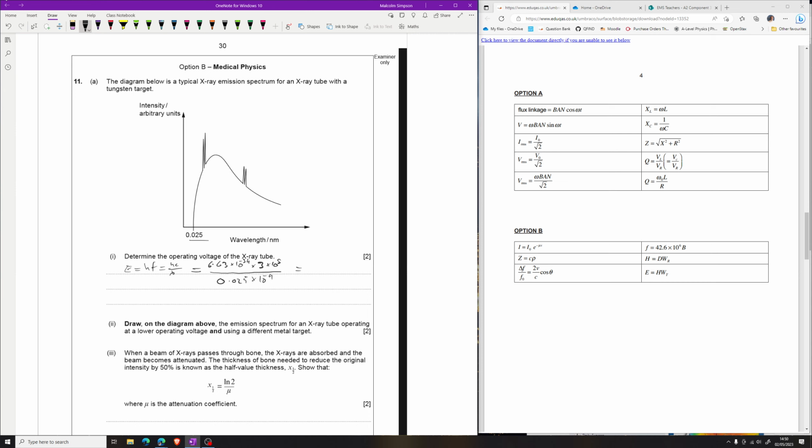7.96 times 10 to the minus 15 joules. Therefore, PD is equal to that over the charge on an electron. And I've got 49.7 kilovolts. Okay.